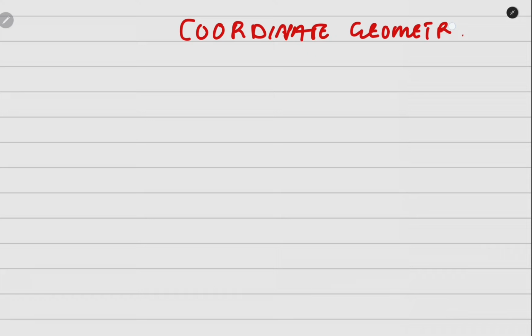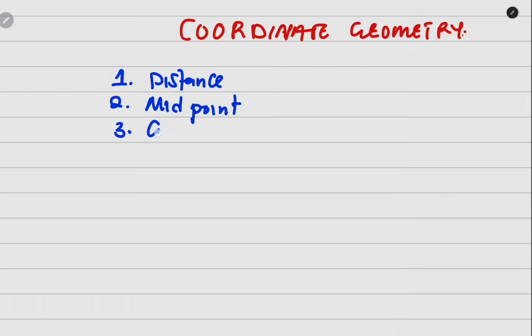So the topic that we are looking at is coordinate geometry. Now, what do you need to know about coordinate geometry? At the end of the lesson, the first part of the topic, we are going to look at how to find distance given 2 points. The second part, we are going to look at how to find the midpoint. The third part, we are going to look at how to find the gradient.